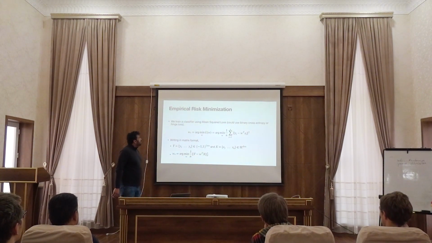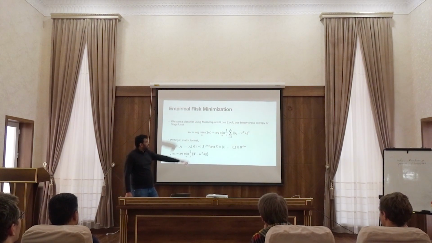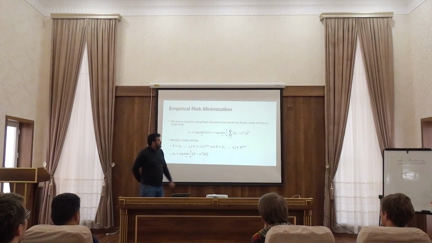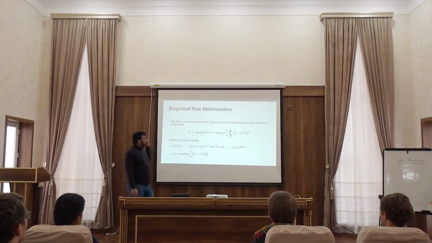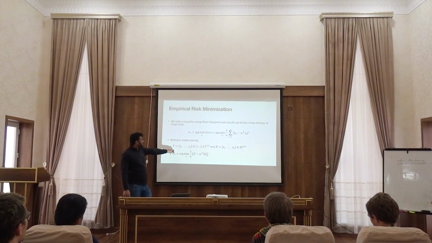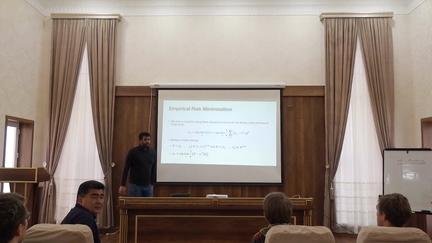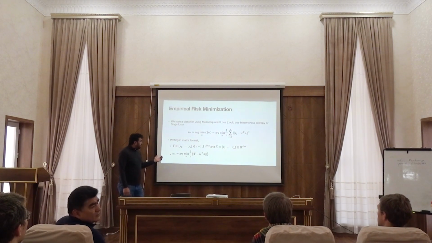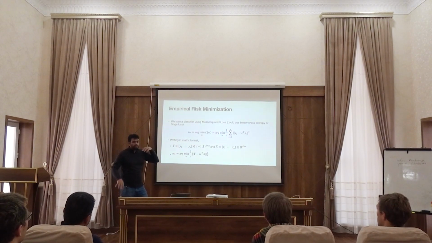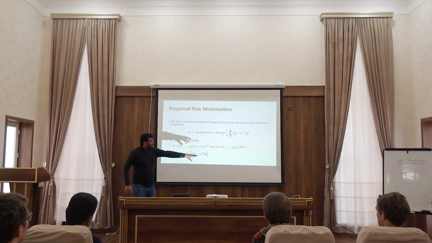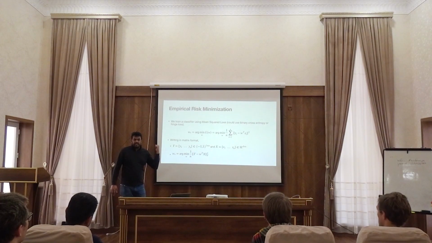Our empirical risk minimization would say, we want to find the W that minimizes this loss. And we can write this in a matrix format. We can let Y be the vector of all the labels, we can let X be the matrix of all the data points, and then we can have W star be in this. In the picture, I do it in two dimensions, but just note that I've written this in D dimensions.